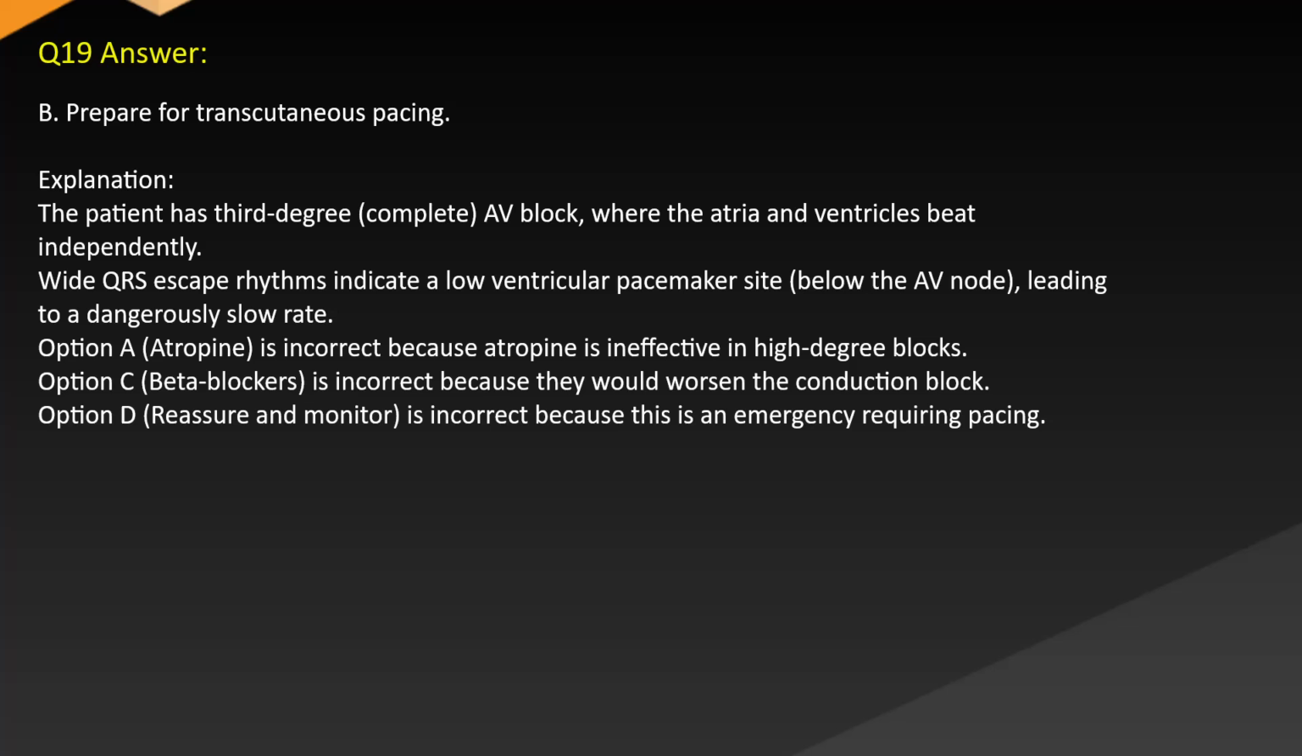Answer: B. Prepare for transcutaneous pacing. Explanation: the patient has third degree complete AV block where the atria and ventricles beat independently. Wide QRS escape rhythms indicate a low ventricular pacemaker site below the AV node, leading to a dangerously slow rate. Option A, atropine, is incorrect because atropine is ineffective in high degree blocks. Option C, beta blockers, is incorrect because they would worsen the conduction block. Option D, reassure and monitor, is incorrect because this is an emergency requiring pacing.